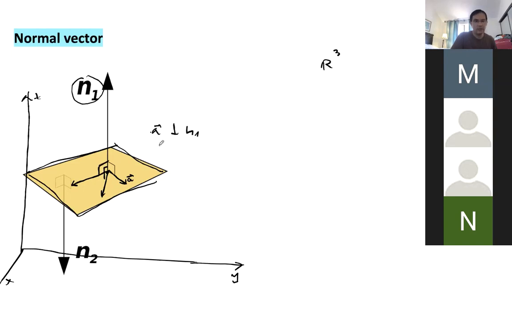So what does this mean? It means that the inner product of A times n1 is equal to 0. That's what it means, that two vectors are orthogonal if the inner product of those two vectors is 0. So of course, if we have n1 and this is a normal vector, then negative n1 also is a normal vector, but will be pointing in a different direction. So for example, this is n2, and this is also a normal vector to that plane.